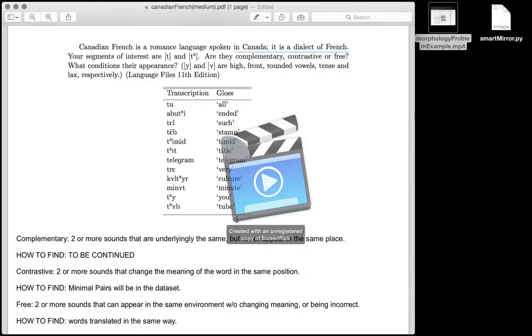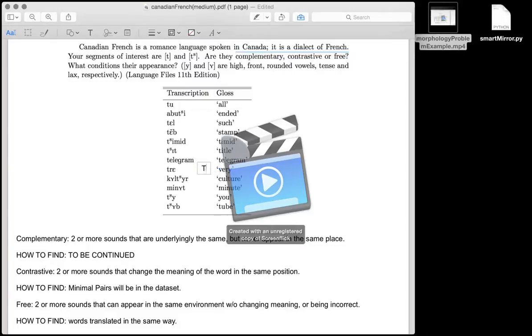So lo and behold, as will often, dare I say, always be the case, you'll see that the sounds will be in complementary distribution, which means that, yeah, you wouldn't have found anything contrastive and you wouldn't have found anything free. So now we can answer the first question. So we know that these sounds are complementary distributions. So you could write down that these two sounds are in complementary distribution. Okay, and that could be the answer to the first part.